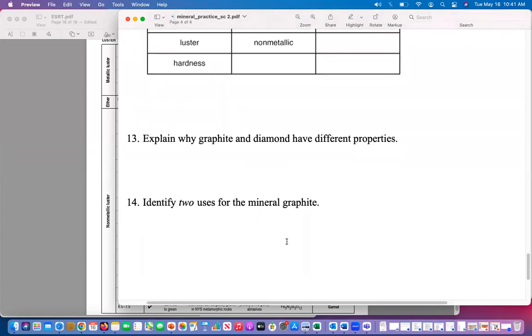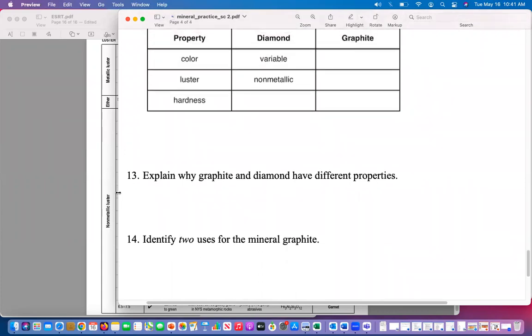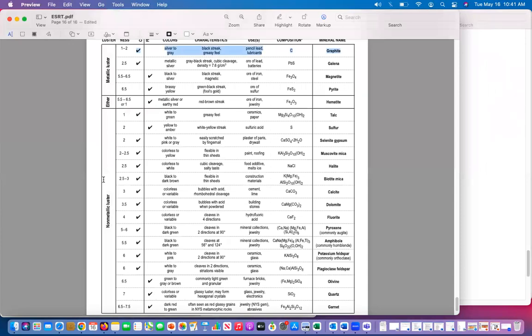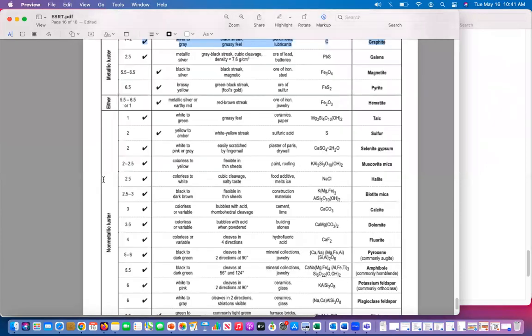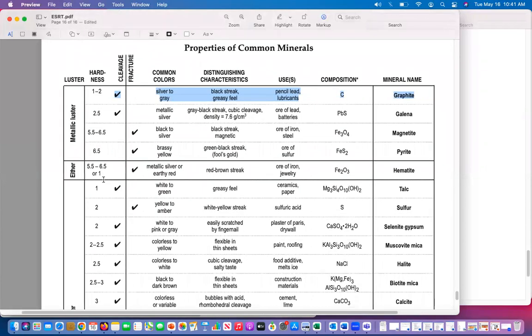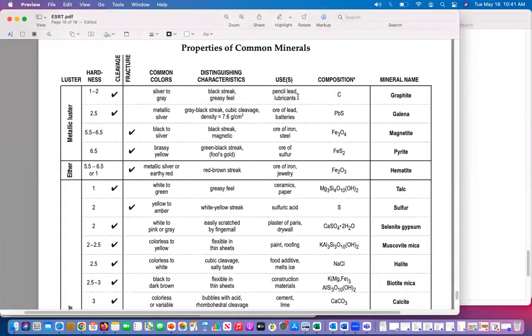All right. Number 14 says identify 2 uses for the mineral graphite. When you look on page 16 of the reference table, look where I see graphite, and look where I see uses. It's literally right here for graphite. So you could have said it's used for pencil lead and lubricants. If you wrote pencil lead and lubricants, then that is correct. And that is the end of the question.